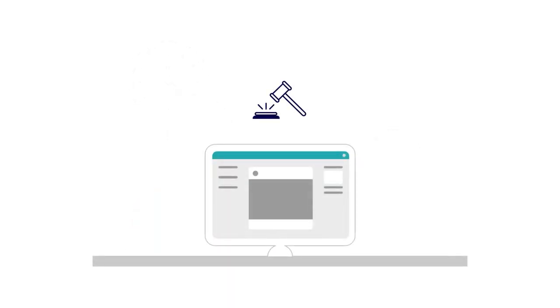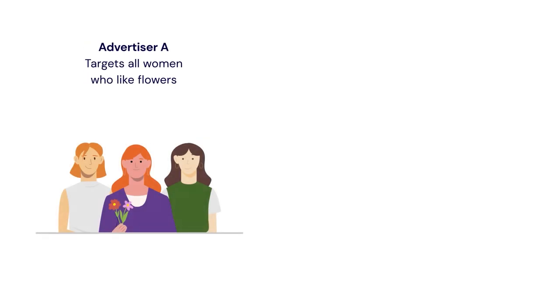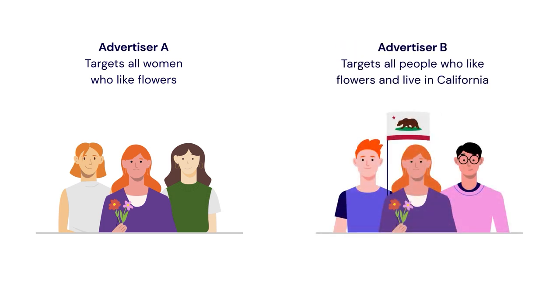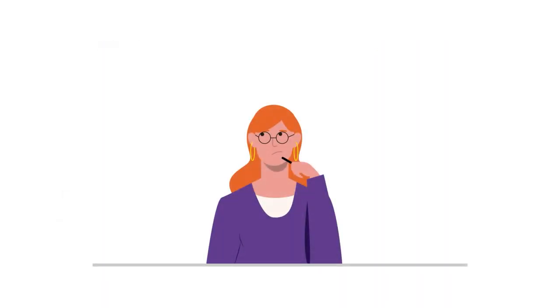So, who competes in these auctions? When an advertiser like you creates an ad, you define your target audience on Meta. But what happens when another advertiser wants to target the same audience as you? Then both you and the other advertiser compete in the auction to show that person your ad. For example, say one advertiser targets all women who like flowers. Another advertiser targets all flower lovers who live in California. In that case, the same woman in California who likes flowers could fall into both of these advertisers' audiences. Let's call this woman Clara. So, how does Meta decide whose ad Clara sees?